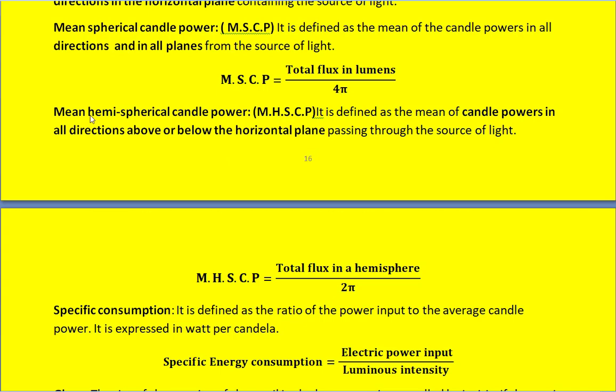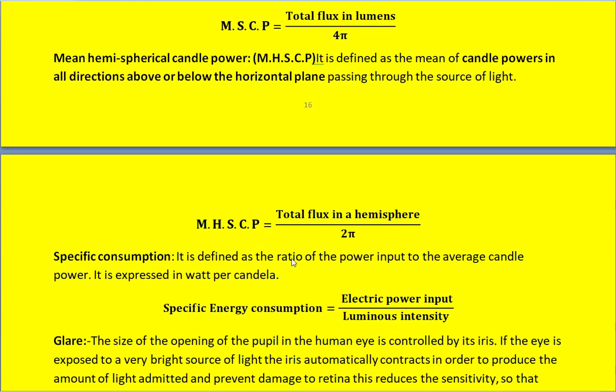Next, mean hemispherical candle power. This is represented as MHSCP. It is nothing but the mean of candle powers in all directions above or below the horizontal plane passing through the source of light. So we can write this mathematically like this: MHSCP is equal to total flux in a hemisphere divided by 2 pi.